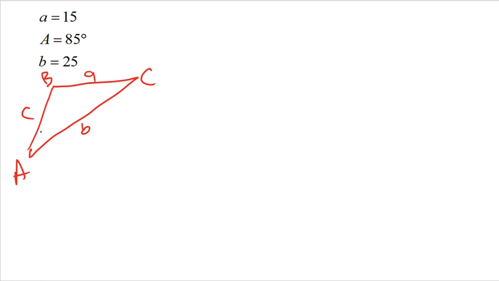I'm giving you that capital A is 85 degrees, and I don't know anything else. Little a is 15 and little b is 25. So first and foremost, why am I allowed to use the law of sines on this problem? Because I know both a's. So my magic ratio is that sine of 85 degrees divided by 15, which I'll find in one second.